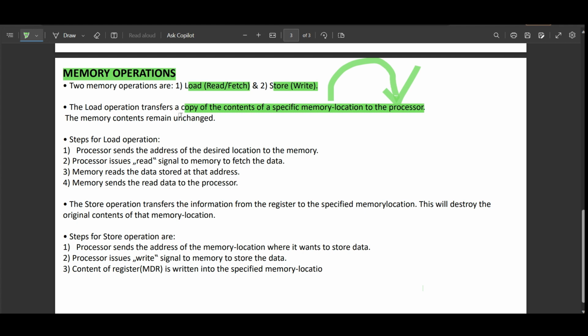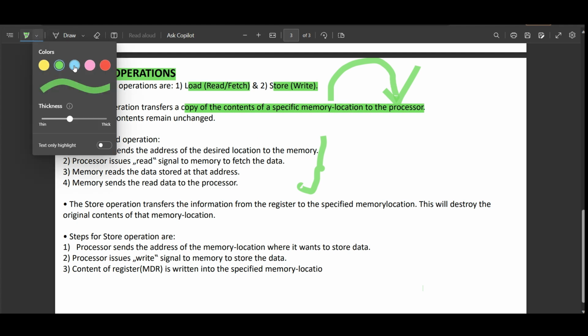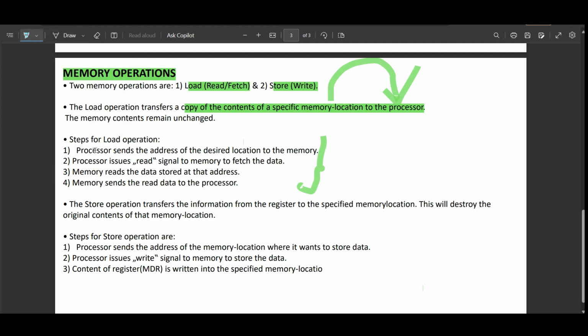The memory content remains unchanged. Remember, we are only bringing the copy. We are not changing anything. That content will remain unchanged in the memory. How does the load operation take place? There are 4 steps in which the load operation takes place. Let's see one by one. The processor sends the address of the desired location to the memory.